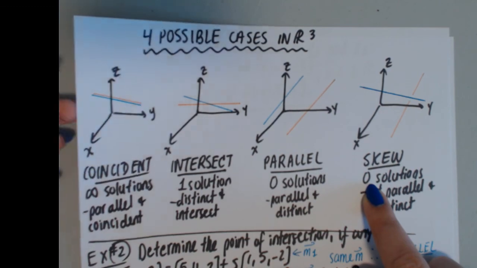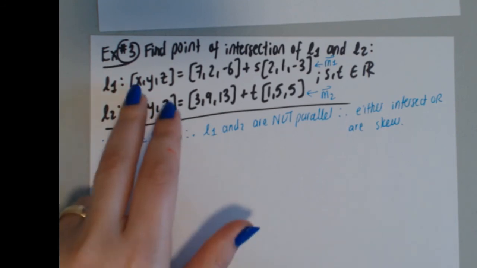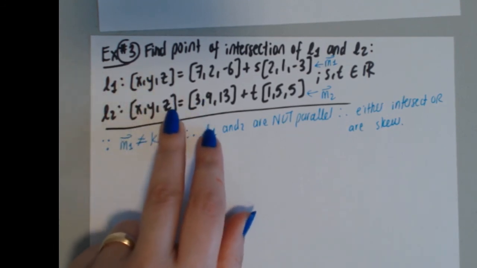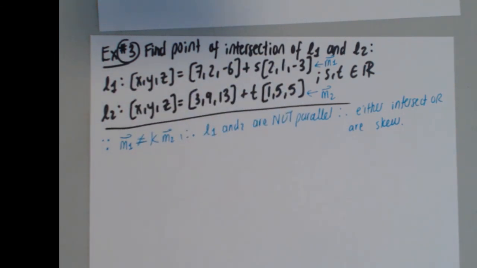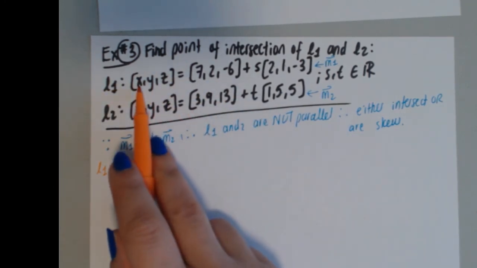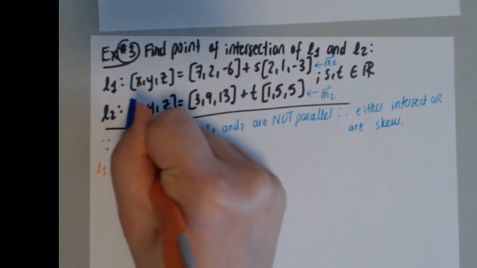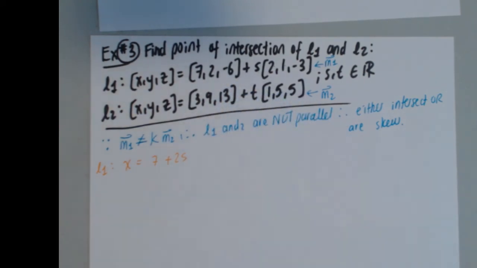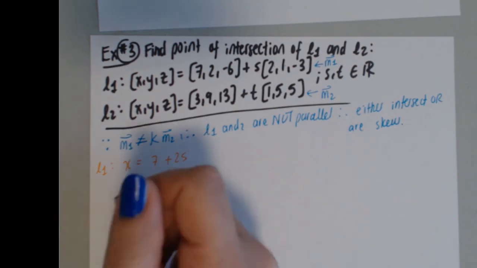So how do I usually find a point of intersection when dealing with vector equations? Well, I set x equal to x, y equal to y, and z equal to z. I can make an expression for each of those dimensions for both lines. And then I can determine whether or not there is some solution there. Looking at L1, the equation for x is x = 7 + 2s. Now looking at the equation for L2, x = 3 + t.